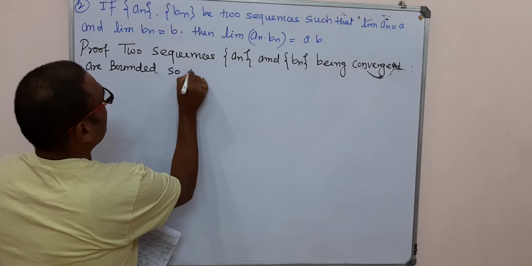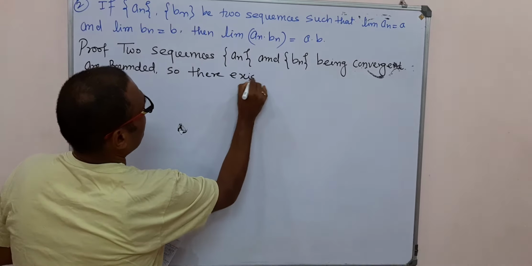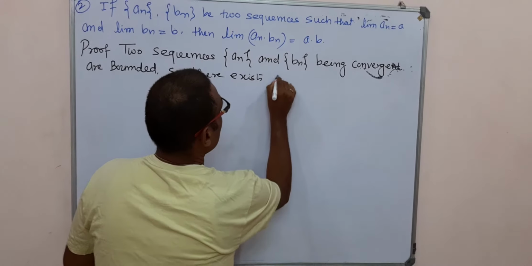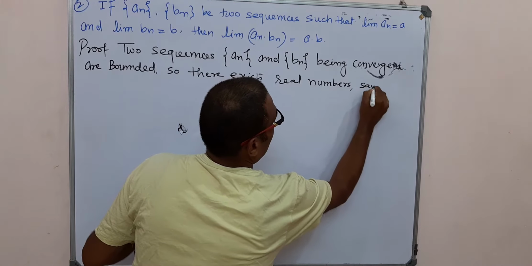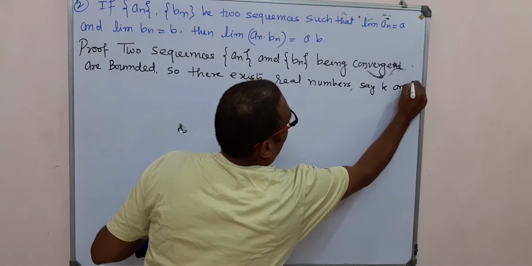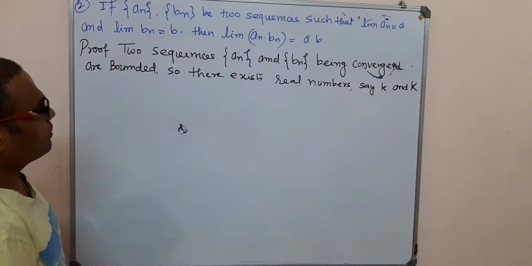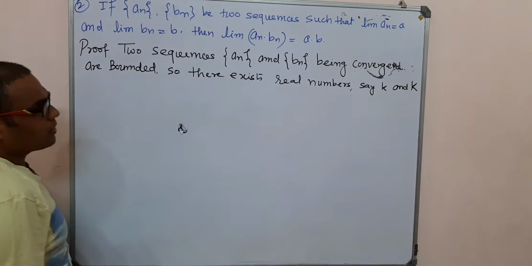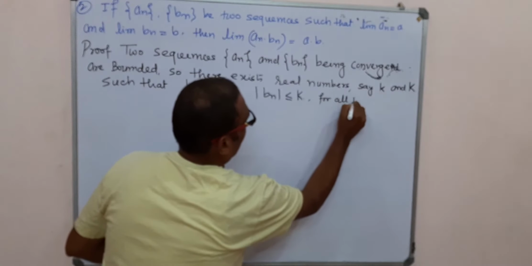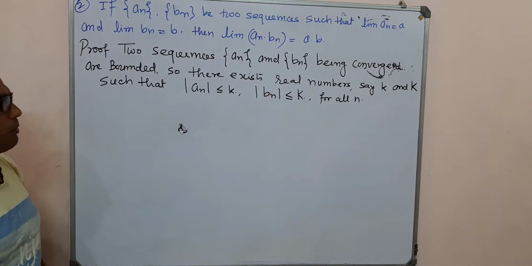So there exist real numbers, say small k and capital K. The small k is for the sequence a_n and capital K for the sequence b_n, such that the mod of a_n is less than or equal to small k and the mod of b_n is less than or equal to capital K for all n. So here we use the concept of boundedness.